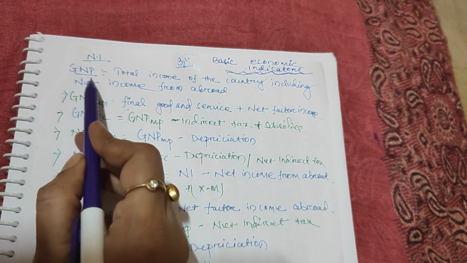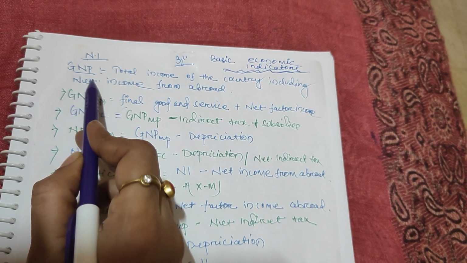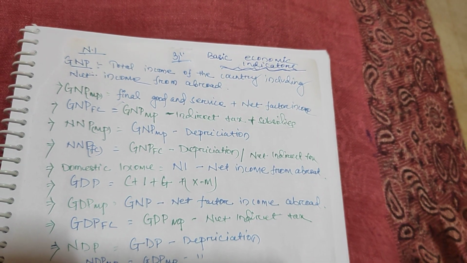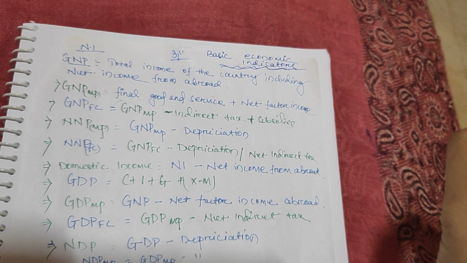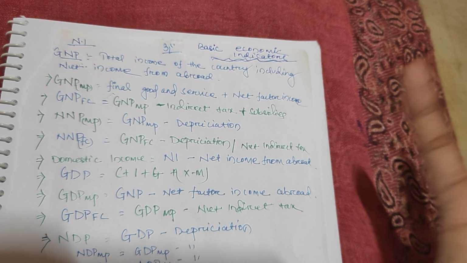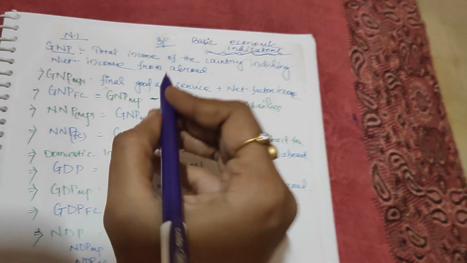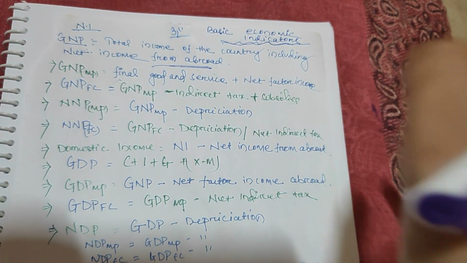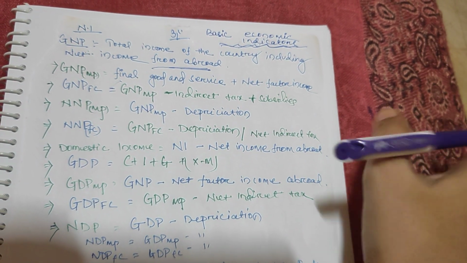We will start with GNP, gross national product. GNP is defined as the total market value of all the final goods and services produced in a country in a year, including net income from abroad. That is very important. In GNP we include the net income from abroad.